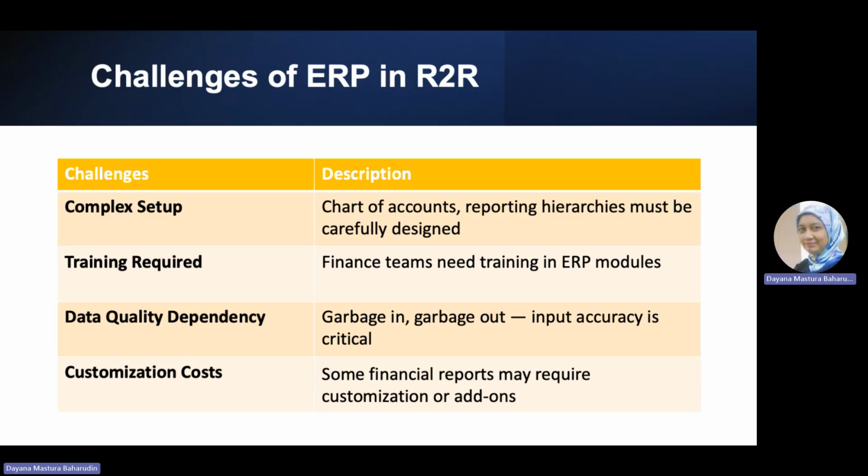So you can practice within the dummy environment, but you need to go live with the real environment. That's why you need to have all the training. And then we need to have what you call a backup plan. So even in the live session, you can make mistakes. So what should you do? Training required. Finance teams need training in ERP modules.